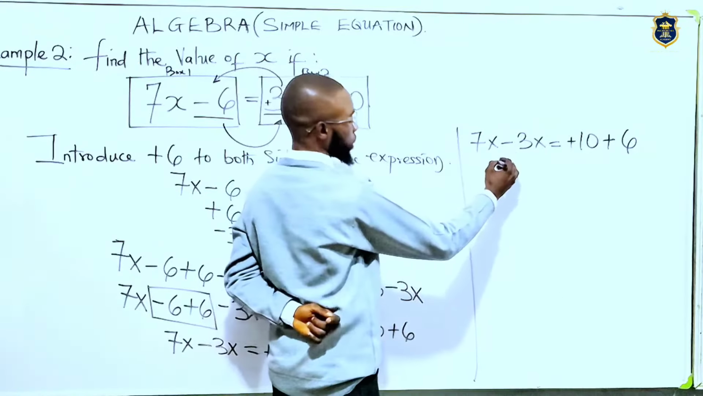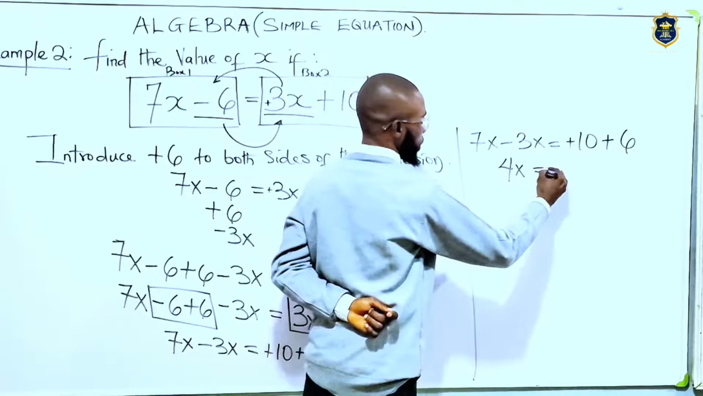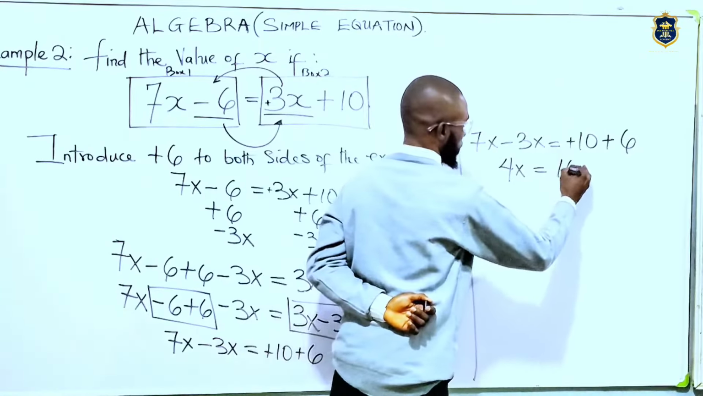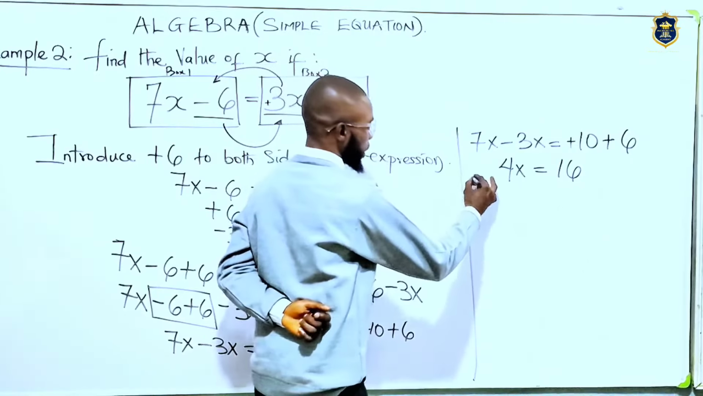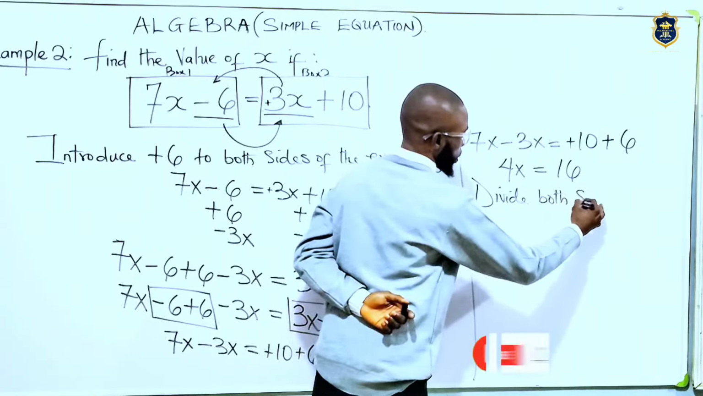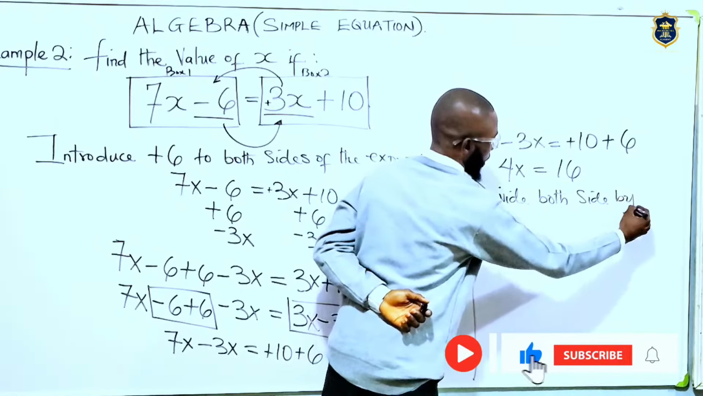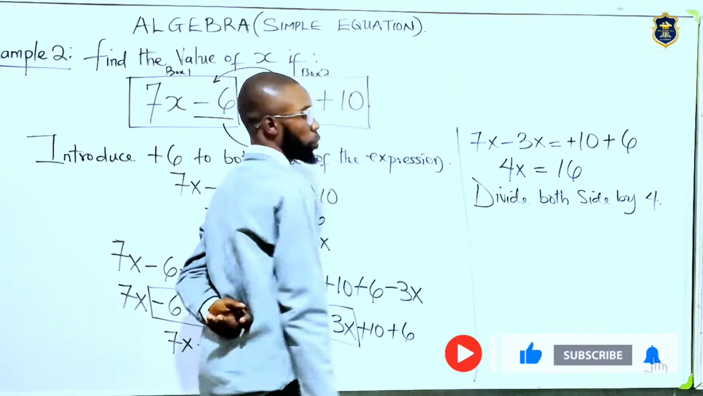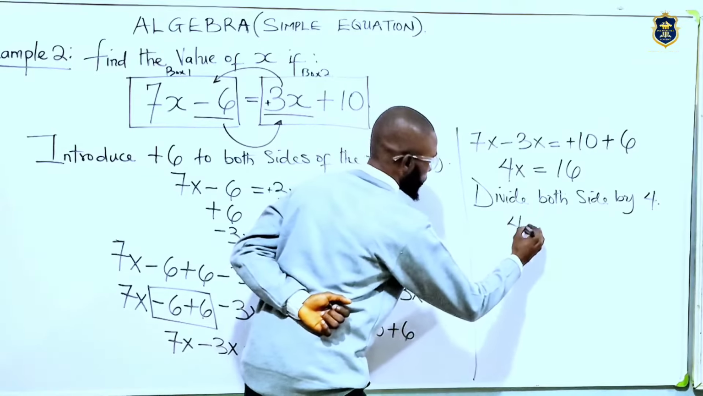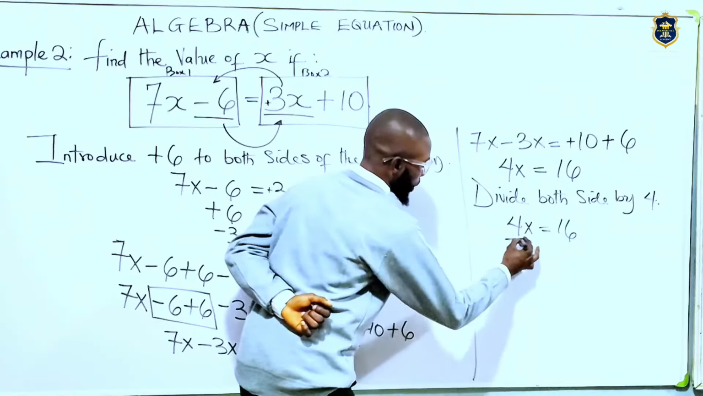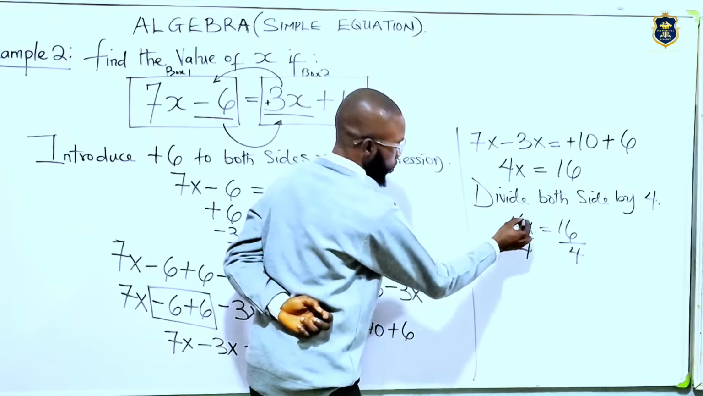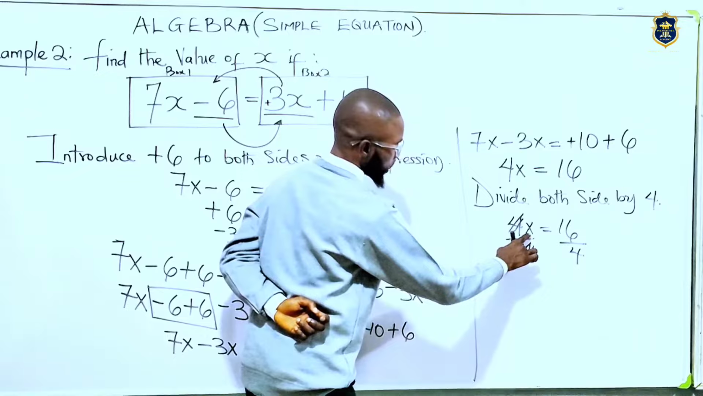So 7x minus 3x gives us what? Gives us 4x equal to 10 plus 6, which gives us 16. Yes, we have 16 here. What else? We divide both sides by 4. When I say 4, we mean the coefficient of x, the unknown x. So what that means is we're saying 4x equal to 16. Dividing this side by 4 and dividing this side by 4. Reason being that if we take off 4, we'll be left with x.